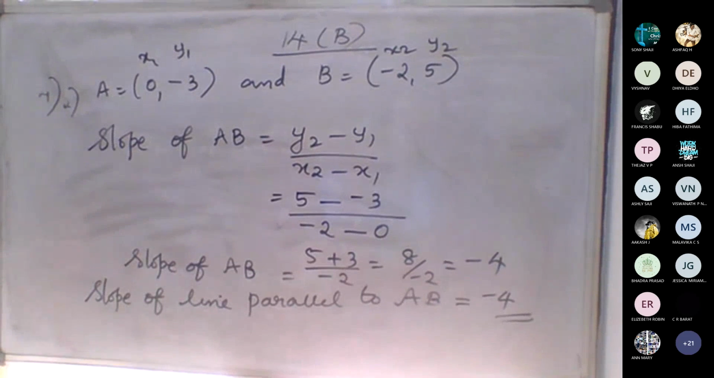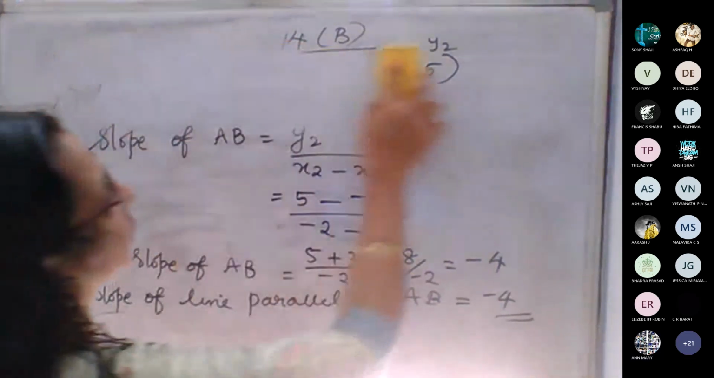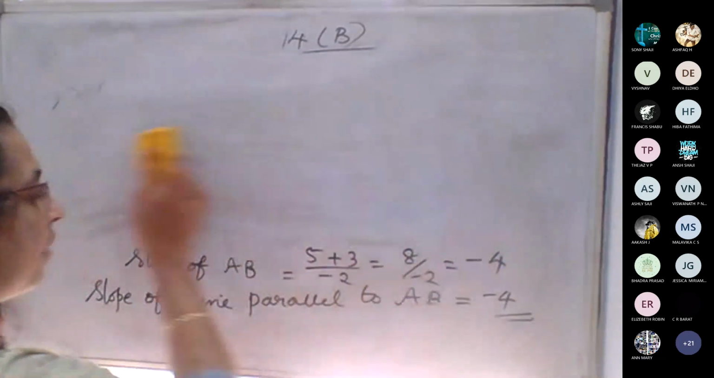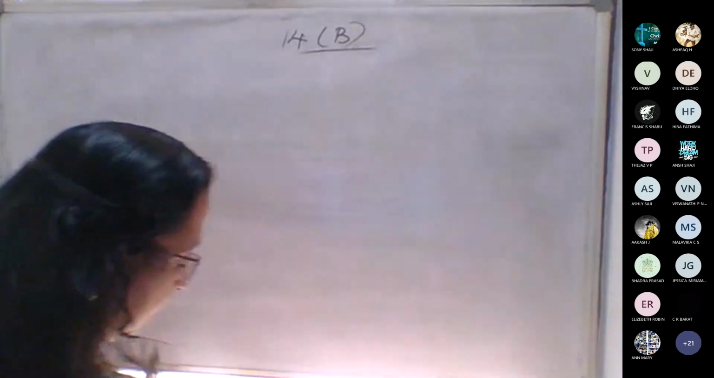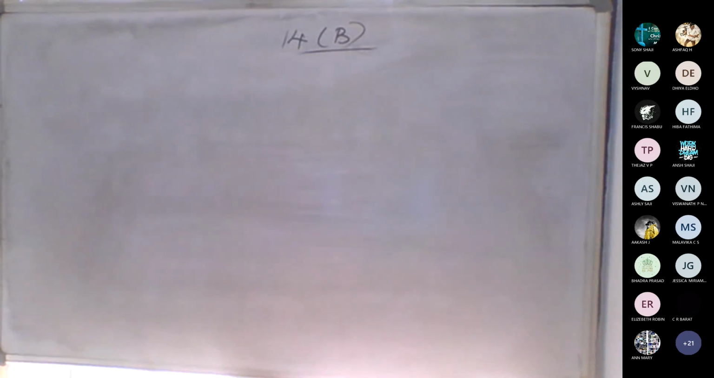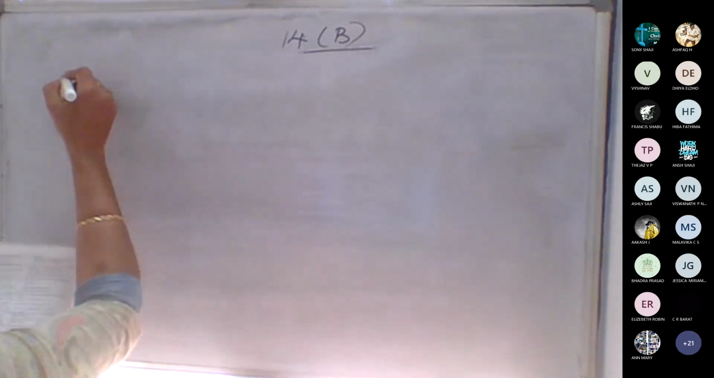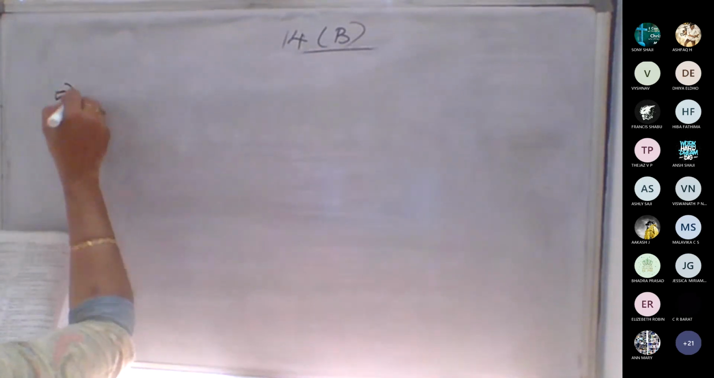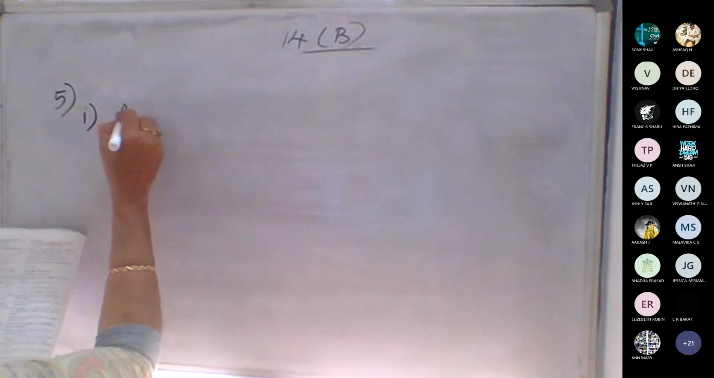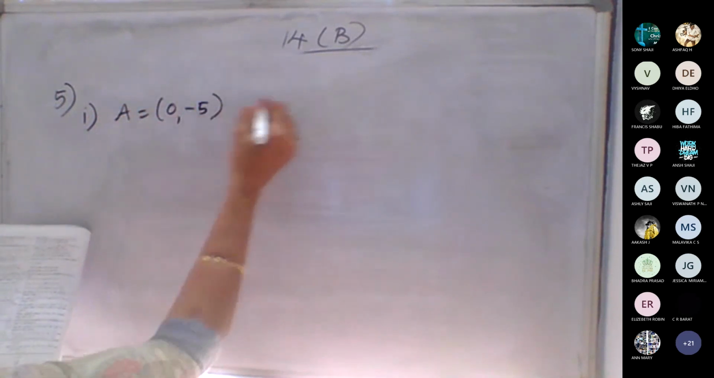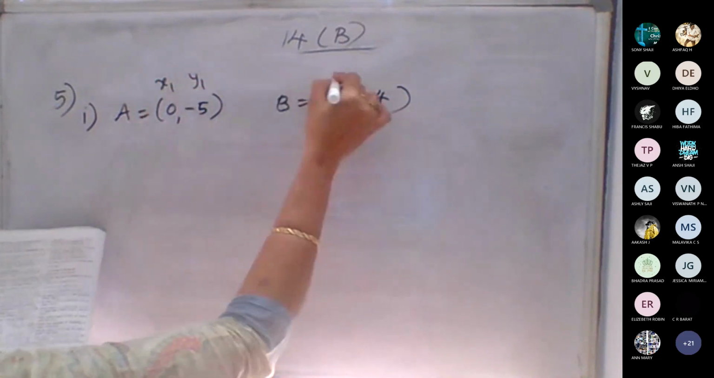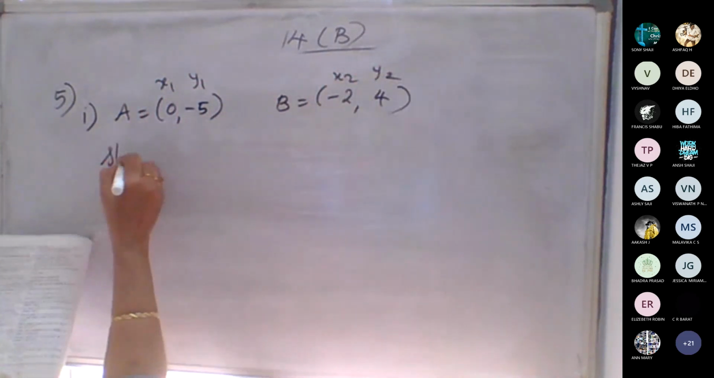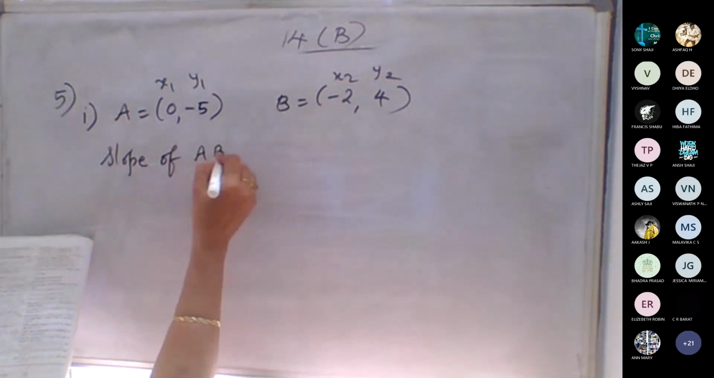Completed this? Yes, ma'am. Then do it the same way as the slope, but here it is given as perpendicular. So what do we have to do? Find the slope of the line perpendicular to AB. Instead of parallel, it is given as perpendicular. A is given as (0, -5) and B is (-2, 4). Same way x1, y1, x2, y2. Slope of AB is equal to what?